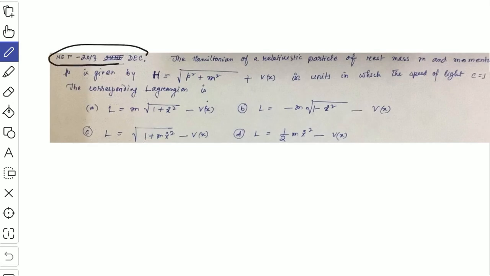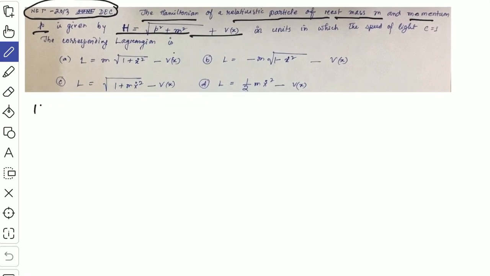This is our next question, which was asked in December 2013. Here you see the Hamiltonian of a relativistic particle of rest mass m and momentum p is given by this. Let me write the Hamiltonian: H is equal to root over p square plus m square plus bx. This is the Hamiltonian given. We need to find the corresponding Lagrangian.